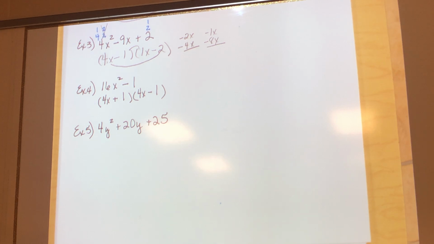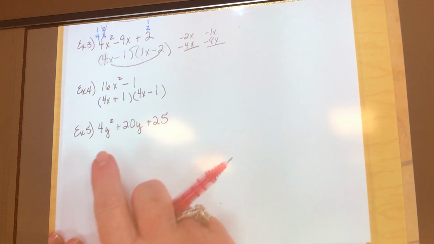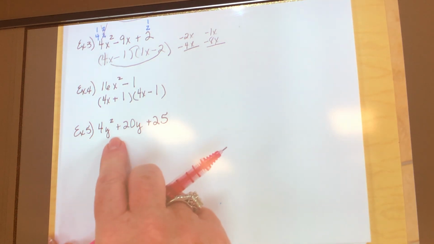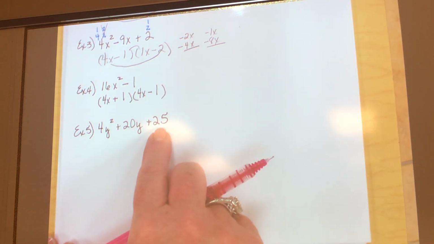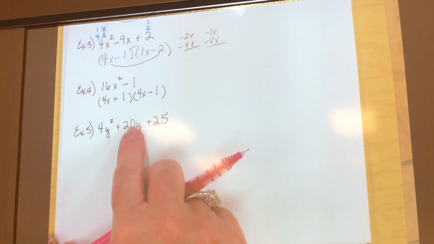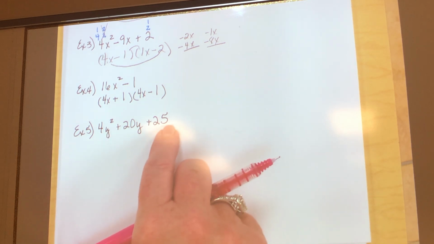Okay, you got it? Yes or no? Yes? Some of y'all are shaking your head, some of y'all are like, I'm not talking to you. Okay, so, can you take anything out? No. 4 and 20 looks good, but 25 messes it up, right?